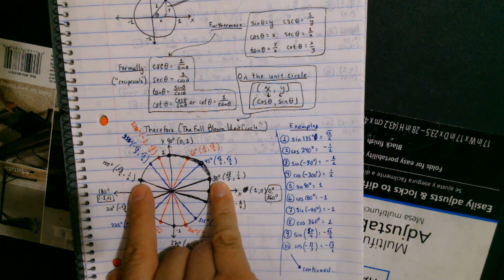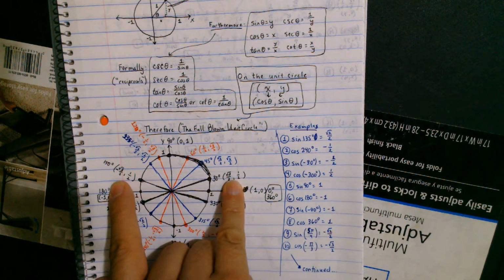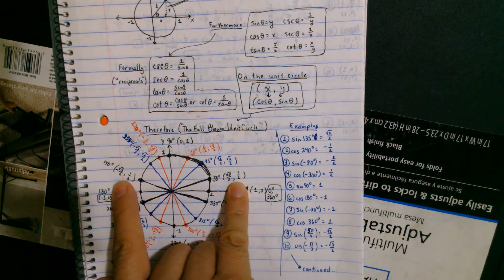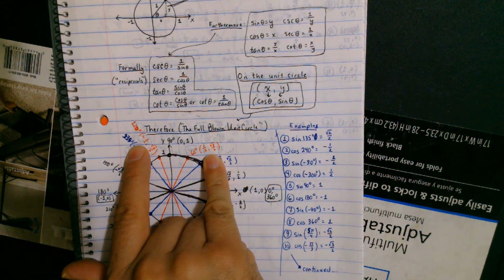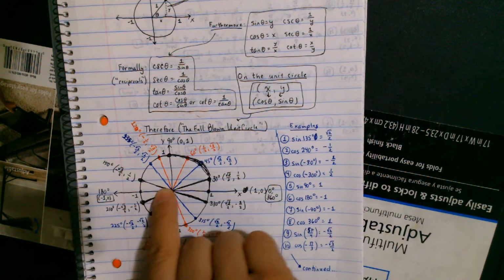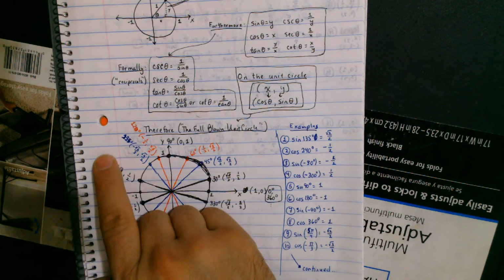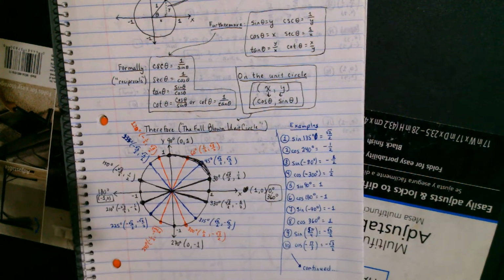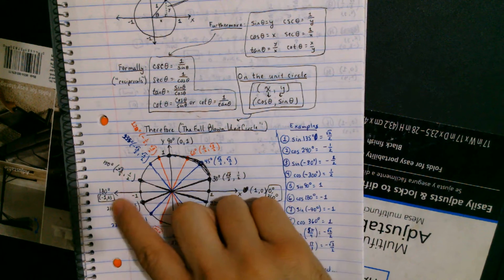30 and 150. 150 has a reference of 30, so these two should be the same numbers. These two should be the same. These two should be the same. The only difference is that in the second quadrant, x is negative. So the first number is negative. That's where they're getting this. 180 is pretty easy. It's the point negative 1, 0.